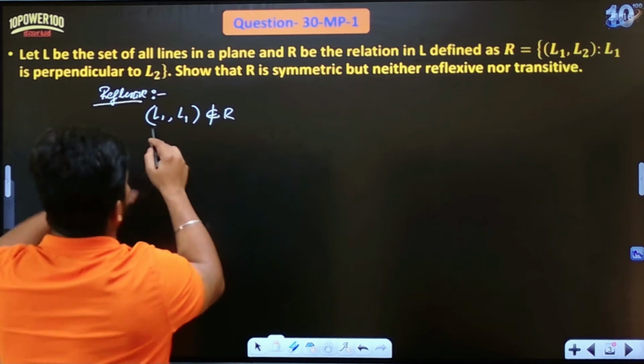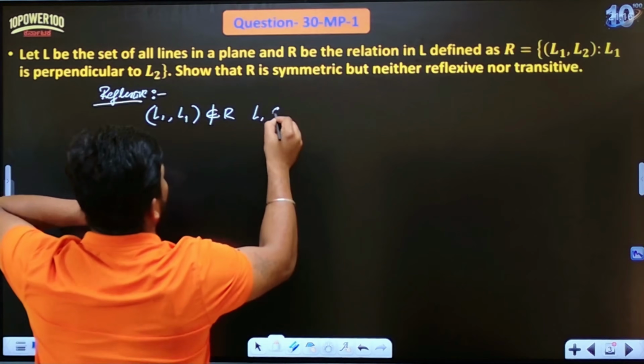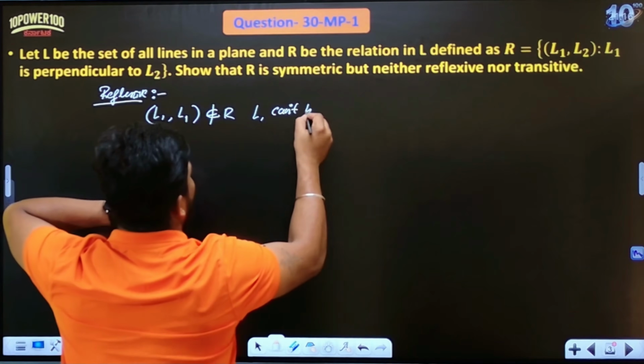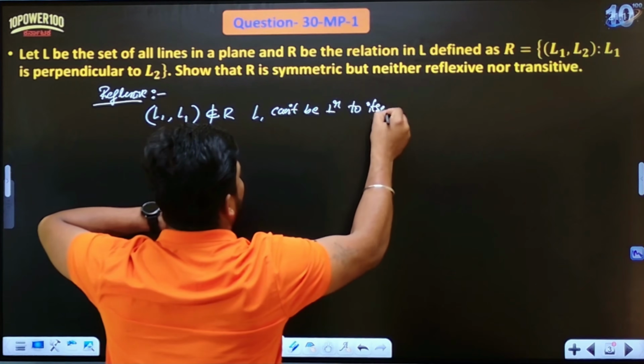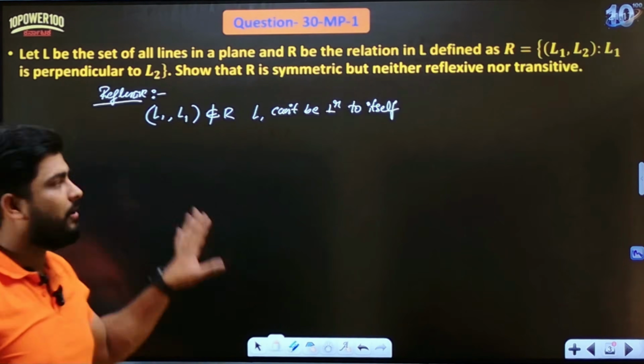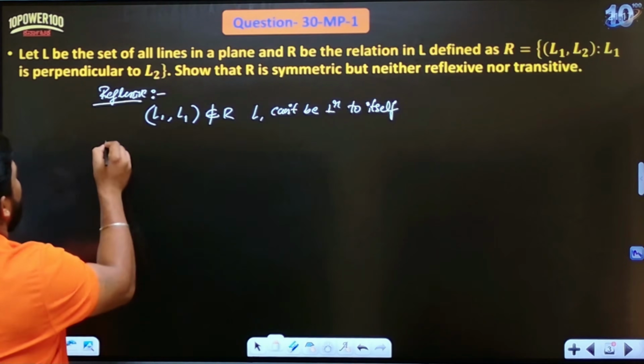Why? Because you have to give a justification for this. Why can line 1 not be in relation to itself? L1 cannot be perpendicular to itself. That's all it is. If you write this much, this is totally enough. Okay, next one, symmetric.